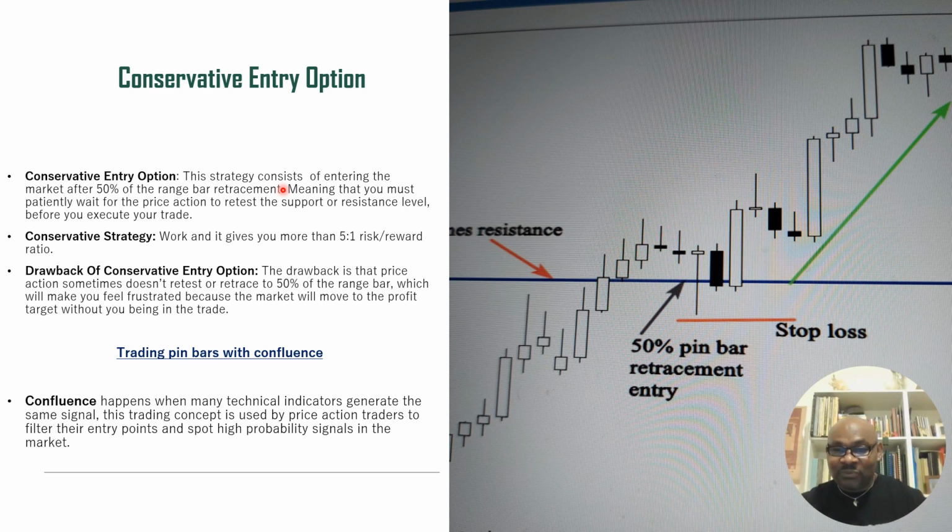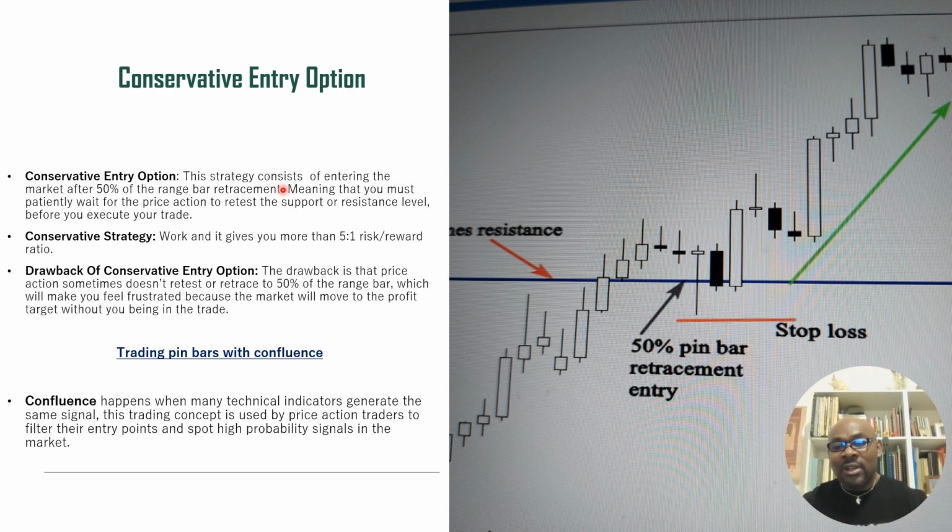Now, the good thing about the aggressive option is that you get into the market early and cash the groove, and make more profit within a very short period. While with the conservative entry option, you have already missed some profit because price action will go a little, then it will retrace before you join the trend. But the thing is that there is more confirmation, for you to be sure that this is a clear uptrend, or it's a clear downtrend.